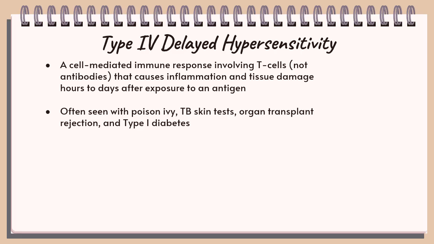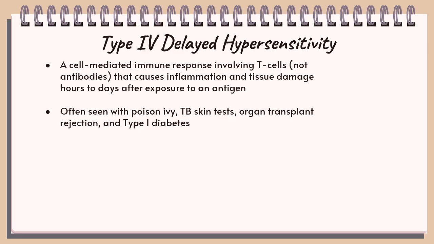Type 4 is your delayed hypersensitivity, a cell-mediated immune response involving T cells, not antibodies, that cause inflammation and tissue damage hours to days after exposure to an antigen. So this is often seen with skin conditions such as poison ivy, your TB skin test, which is why you have to come back days later to have it read, right? Because it's going to take time to respond.